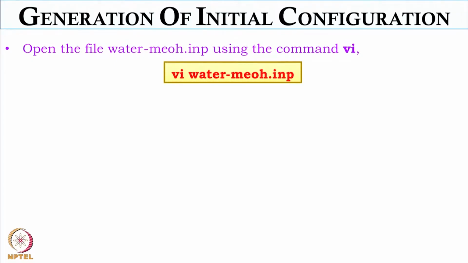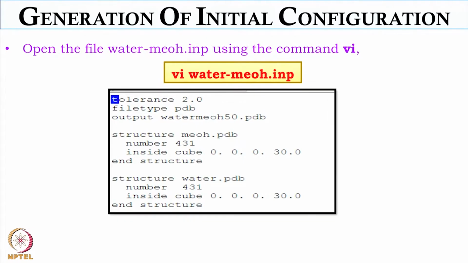But can we not take the INP files for the two and create one for the mixture? It's the same thing actually. I'll just show you the INP file. So this is the INP file for the water methanol mixture. Whatever we have taken in case of water, that is the structure, number, inside cube and end structure, we just have to repeat these 4 lines for methanol also, because methanol is also being added to the mixture. You change the name of the output file, and just add structure meoh.pdb, which is the PDB file of methanol. You have to specify the number that you are going to take, and the box length.